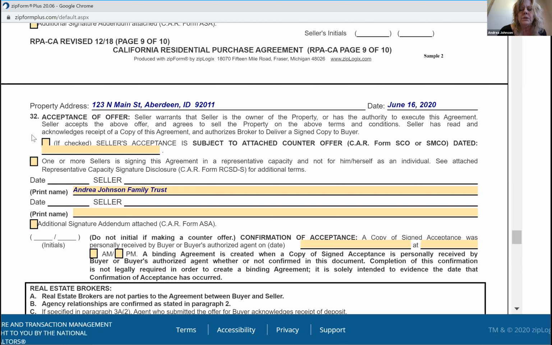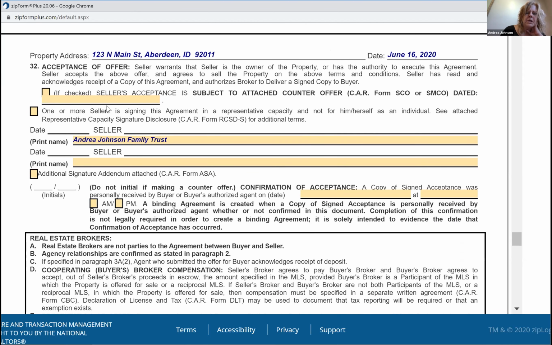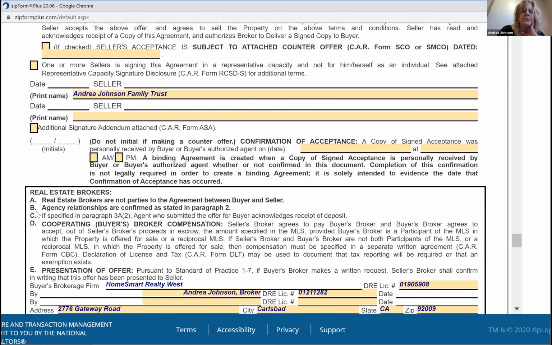then what you need to do is make sure that you are getting the RCSD that shows that Andrea Johnson is in fact the person who's signing on behalf of the Andrea Johnson Family Trust. So it's just some follow-up, but you're not going to check this now because this is the seller's signature area. So at the time of writing the offer, you don't deal with that.